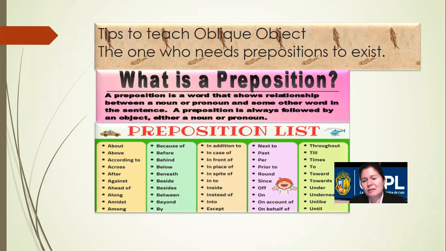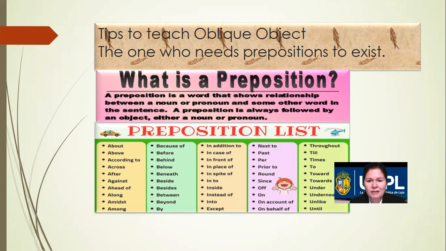Now, tips to teach the other object. It's called oblique, the one that needs prepositions to exist. Okay, so your question: what is a preposition? A preposition is a word that shows the relationship between a noun or pronoun and some other word in the sentence. A preposition is always followed by an object, either a noun or pronoun. We need to be careful with this.